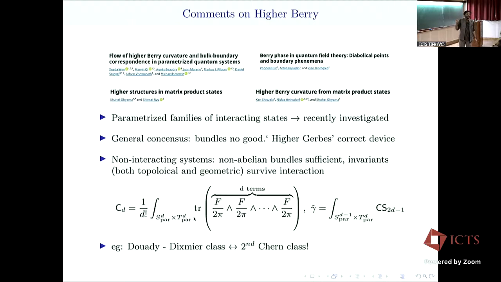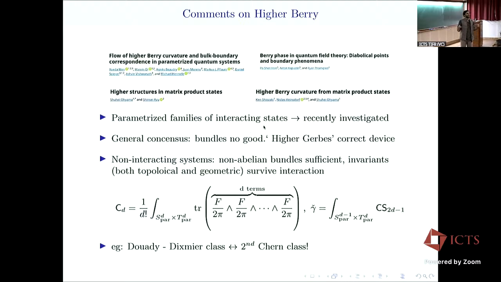So there's a lot of work that's been done about these higher Berry phases. For interacting systems, for example spin chains, it has been known that the appropriate quantity to consider are some very complex mathematical objects called gerbes. Indeed, if you look at these papers, they give you a nice way to take a spin chain and then extract this gerbe structure.